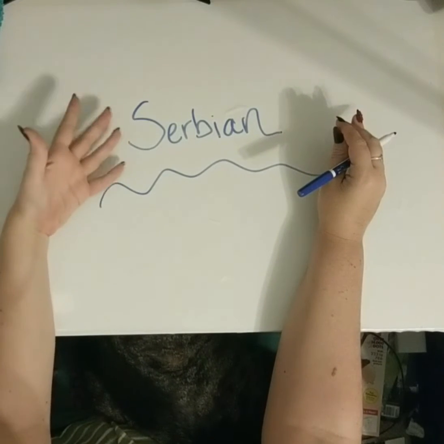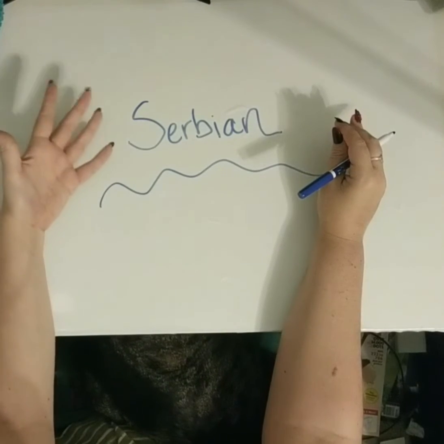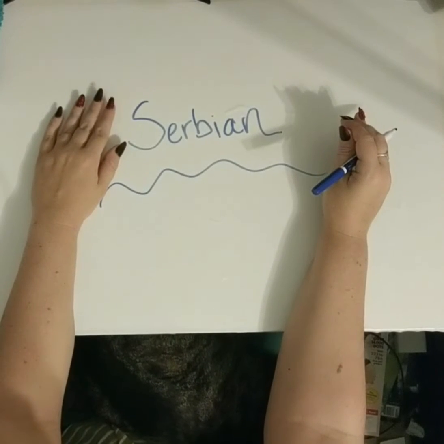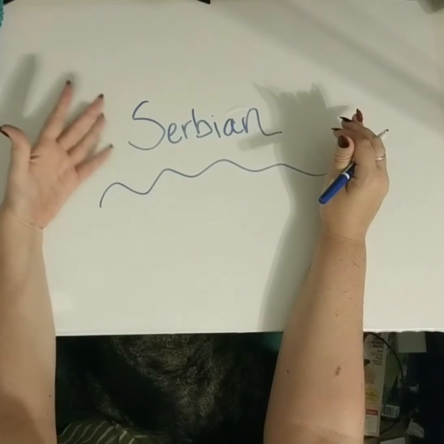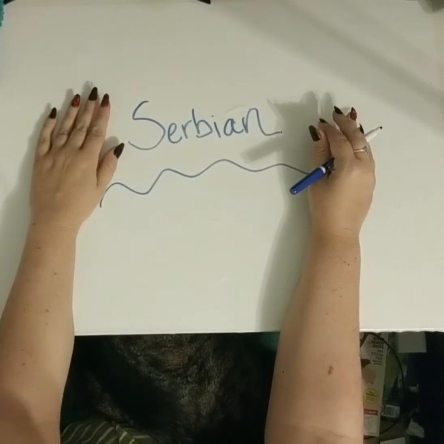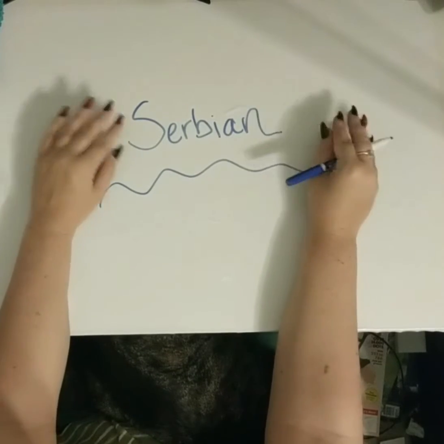So actually Cyrillic, which is most famous for the Russian alphabet, was invented in what is now Serbia. So they used that to write out their language, even though if you compare the Cyrillic alphabet in Serbian to the Cyrillic alphabet in Russian, there are quite a lot of differences actually.